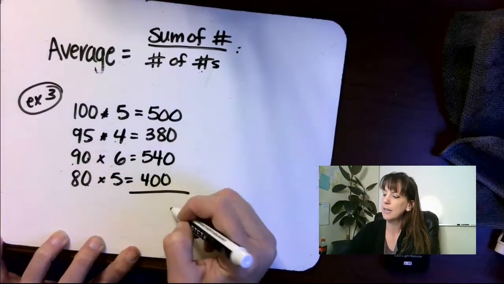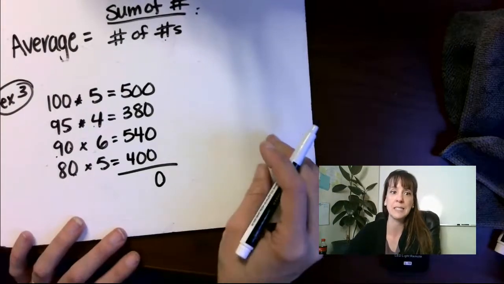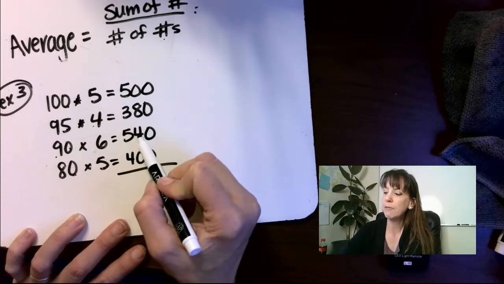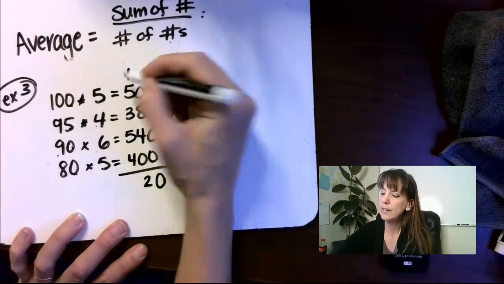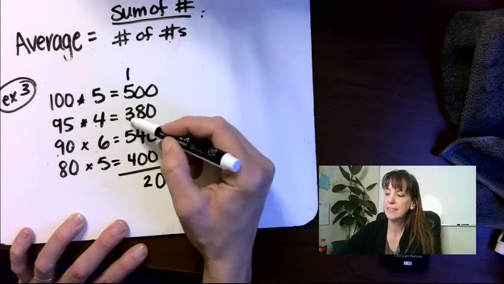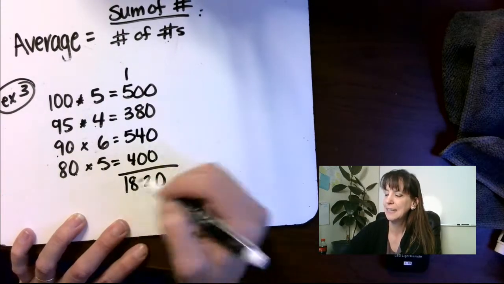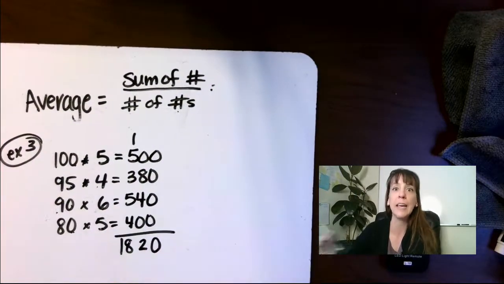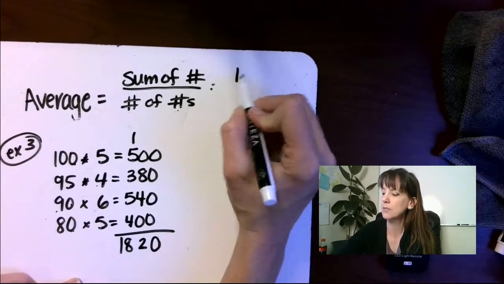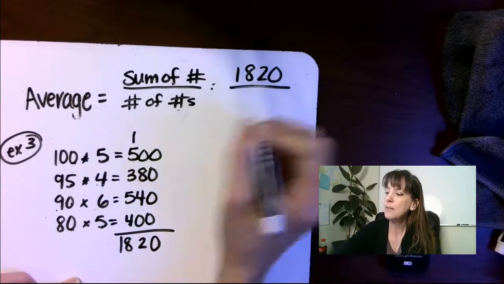The zeros here, and again, this is where grid paper is helpful because you can keep things nice and lined up. 8 and 4 is 12, carry the 1. We have 5 and 5 is 10, 3 and 4 is 7, so that's 17, plus 1 more is 18. All right, going back up to our formula, the average is the sum of the numbers, so that's 1820, divided by the number of numbers.